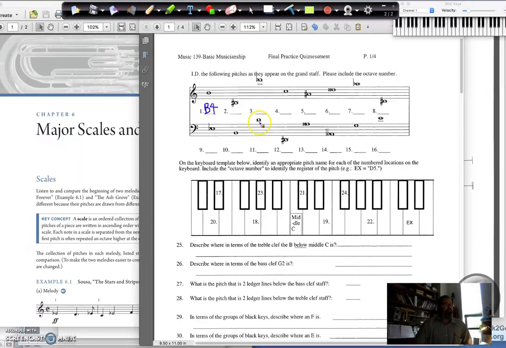And there's some sharps, double sharps, flats, double flats in here, so be on your toes. Some ledger line work here. Put the octave number in.